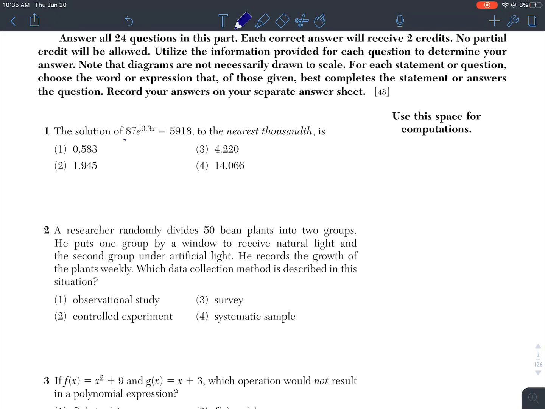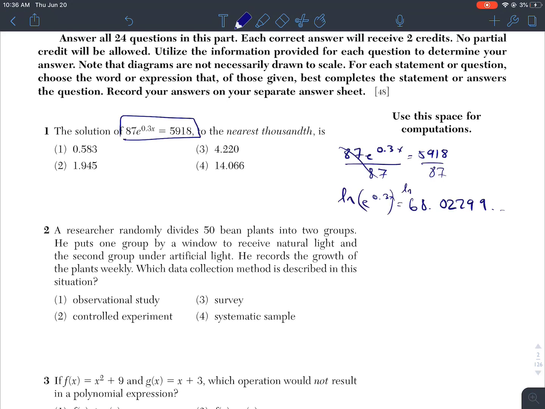I'm so happy to see this question as the first question because it's just inverse operations to solve for x. So we get 87e to the 0.3x equals 5918. To solve for x here, we divide by 87 on both sides. That gives us e to the 0.3x equals, I'm just using my computer calculator here, 68.02299. Then to cancel out base e, we do ln on both sides.